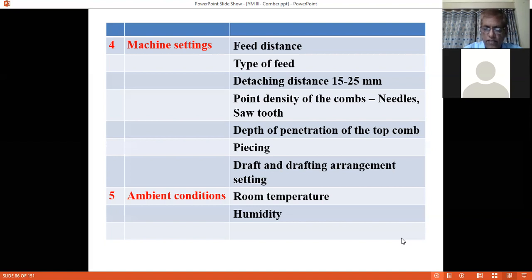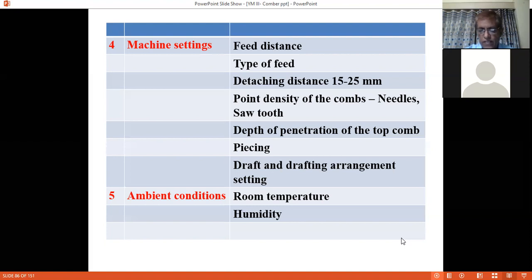Whenever we change the type of cotton, or whenever requirements are changed, we can change the noil percentage by changing the detaching distance. So detaching distance is directly proportional to noil percentage. If you want to increase the noil percentage, the detaching distance can be increased, or if you want to have lesser noil percentage, detaching distance should be reduced. So this we have already studied in comber settings, and for this waste index field is there, and we are changing the settings as per our requirement.